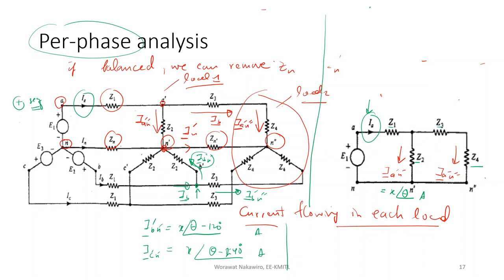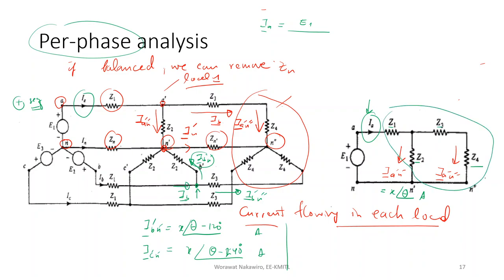You will have this exercise in a separate video clip, and I strongly encourage you to go through that example. You should try to solve it yourself first, and then compare with my solution, right? So in this case, to find I_A, that is E1 divided by the total equivalent impedance, Z_EQ.